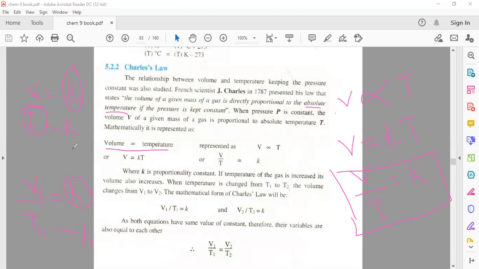As we know, if one side of the equation is the same, here you can see in this equation there is a K on one side and in this equation there is also a K on one side. So if one side of the equation is equal, then we can equate the other side of the equation. We can take the other variables equal. So here you can see V1 over T1 is equal to V2 over T2. This is the equation of Charles' law.